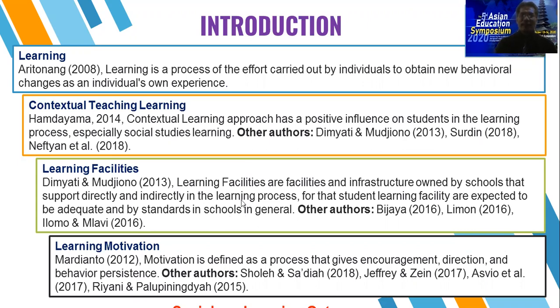Learning facilities, according to Dimyati and Mugiono 2013, are facilities and infrastructures owned by schools that support, directly and indirectly, the learning process. For that, students' learning facilities are expected to be adequate and by standard in schools in general. Researchers like Vijaya 2016, Lehman 2016, and also Iloma and Lavi in 2016 discussed the same things about learning facilities, which affect the student's learning outcome.